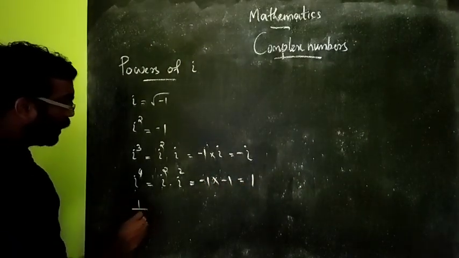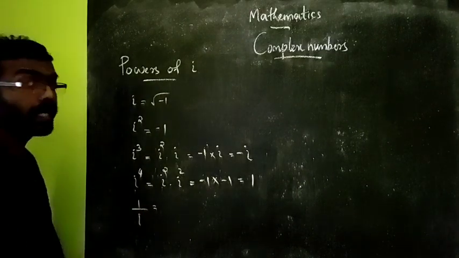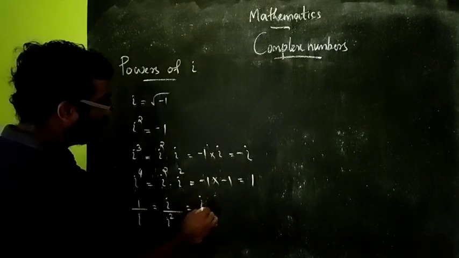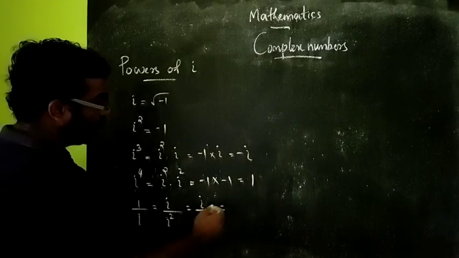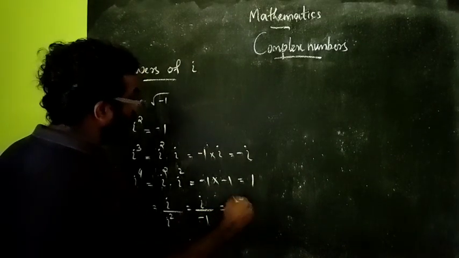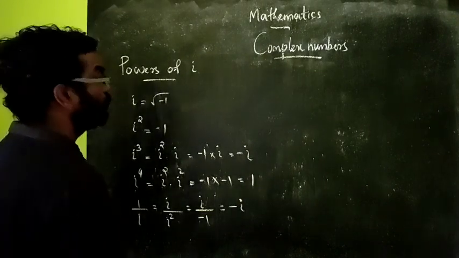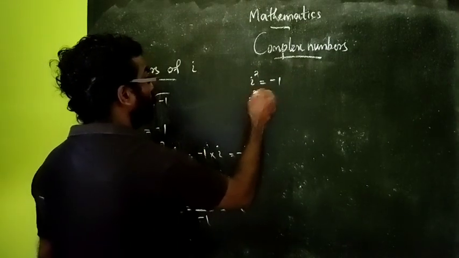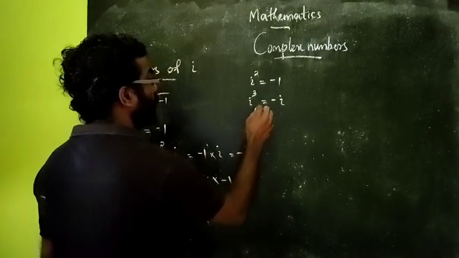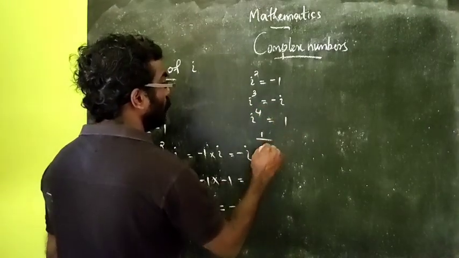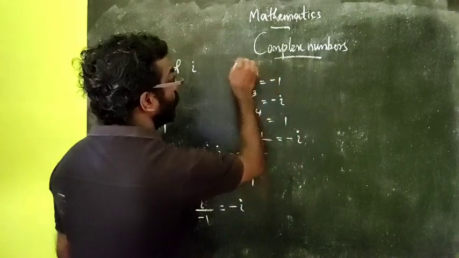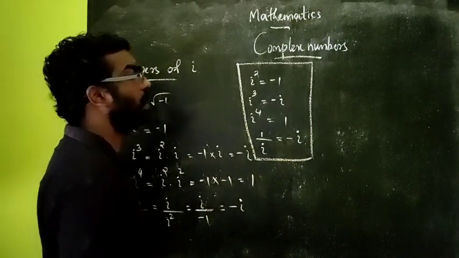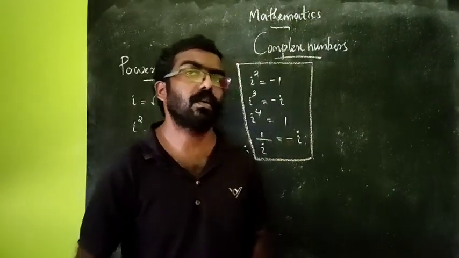And one more is 1 by I. Here we can multiply both numerator and denominator by I. 1 into I is I, I into I is I square. That is I by I square, value is minus 1. I by minus 1, that will be equal to minus I. So these four values you have to learn by heart. That is I square is equal to minus 1, I cube is equal to minus I, I raised to 4 is equal to 1, and 1 by I is equal to minus I. If you know these four values, you can easily find any powers of I.